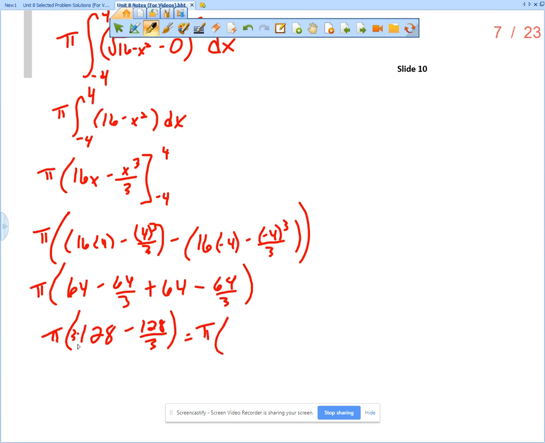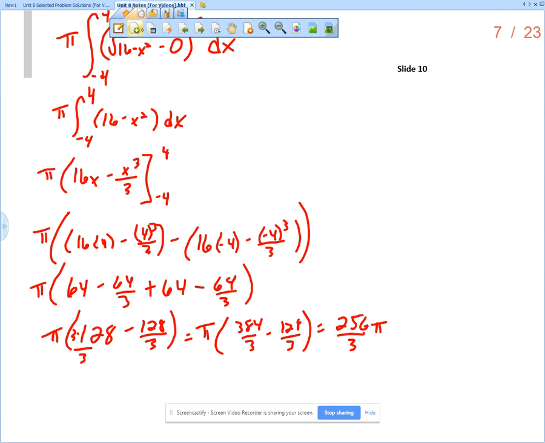So I'd multiply by 3 over 3, and so 3 times 128 is 384 thirds minus 128 thirds, and so I get 256 thirds pi. All right, and so that would be the volume of the sphere created. All right, now what I like to do is also we should double check, right?